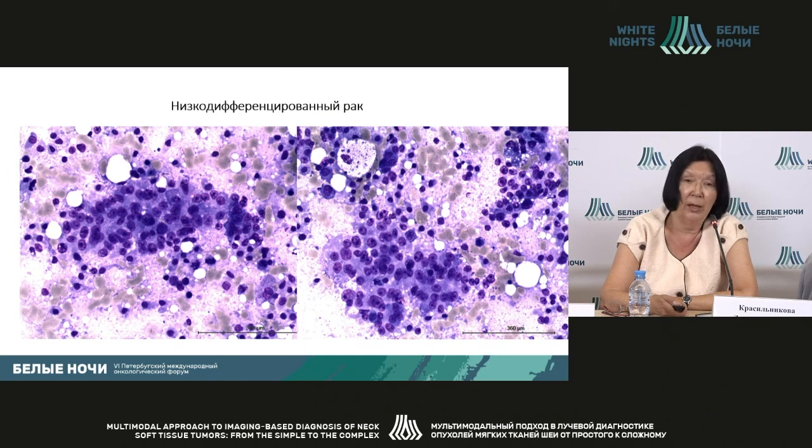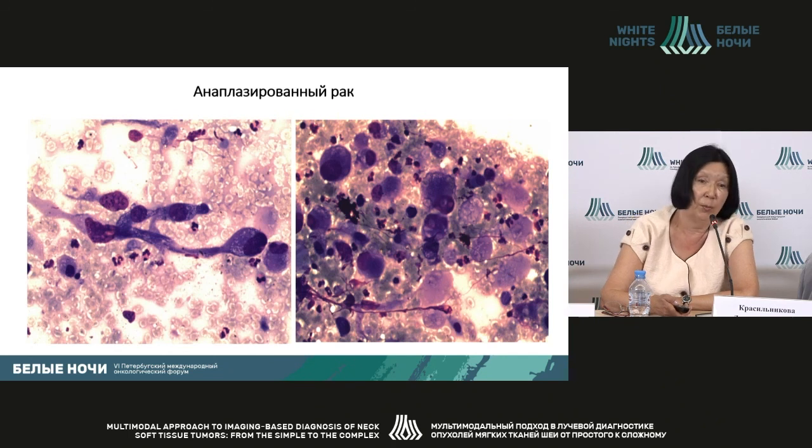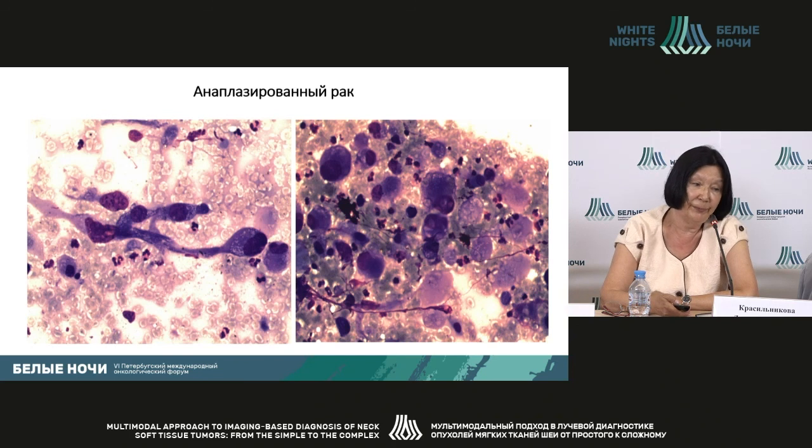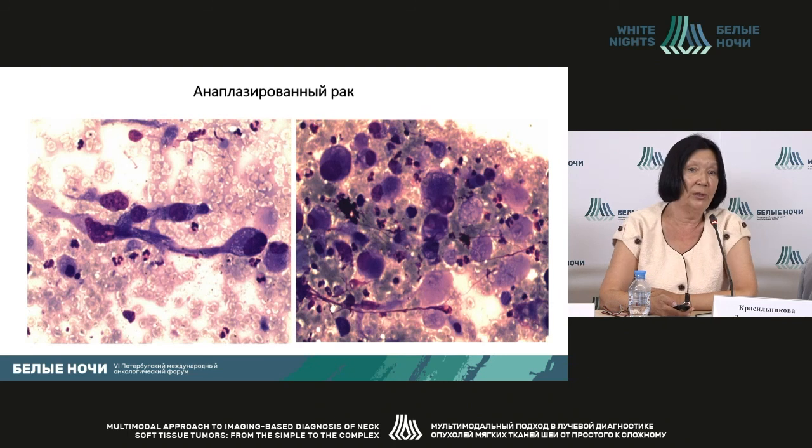Also, there are other kinds of cancer. They are much more rare. That's the poorly differentiated cancer. It's very rare. However, it's aggressive. And that's anaplastic cancer. It's formed by cells that, as you can see to the right, are round and look like big epithelium cells. Like to the left, you can see elongated sarcoma-like cells. That's a brief explanation of the cytology of different tumors.